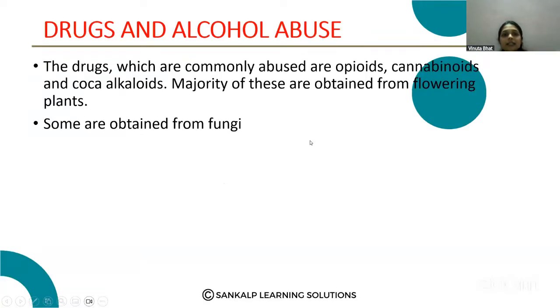Next one, drug and alcohol abuse. So, what is drug and alcohol abuse? That is the next topic. The drugs which are commonly abused are opioids, cannabinoids, and coca alkaloids. So, how are they obtained? Some are obtained from flowering plants and some are from fungi.